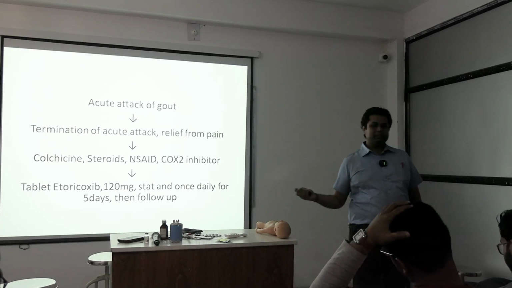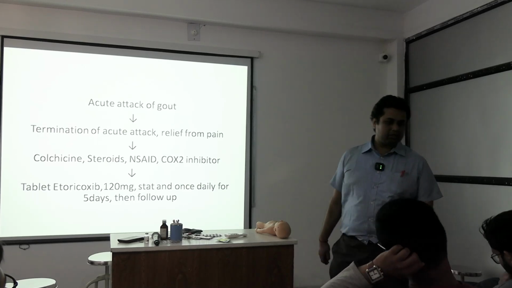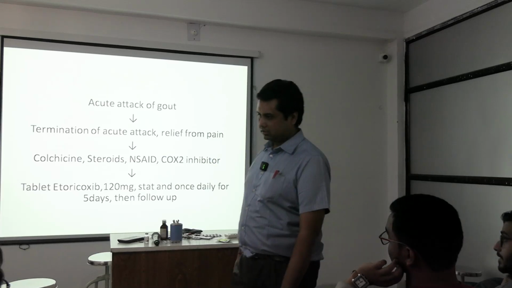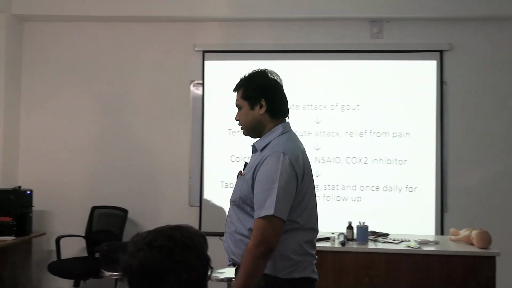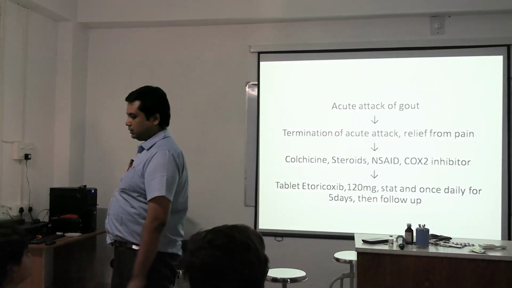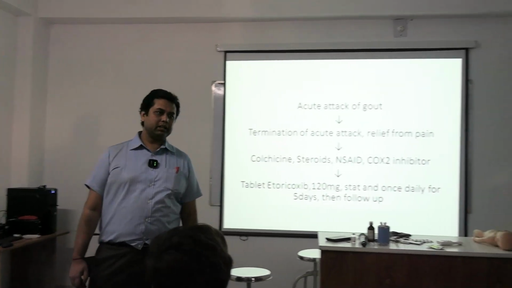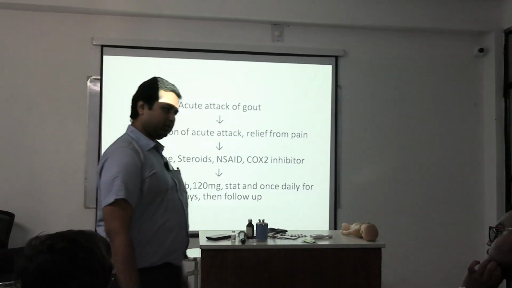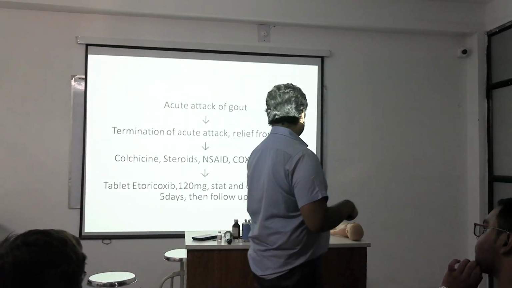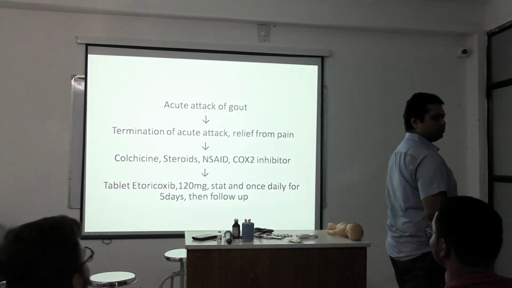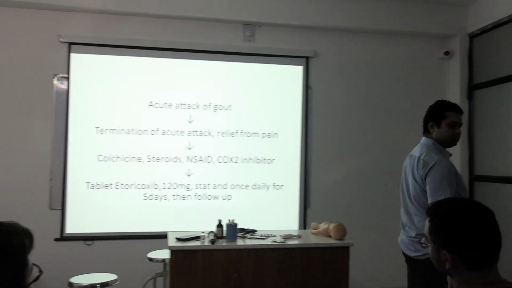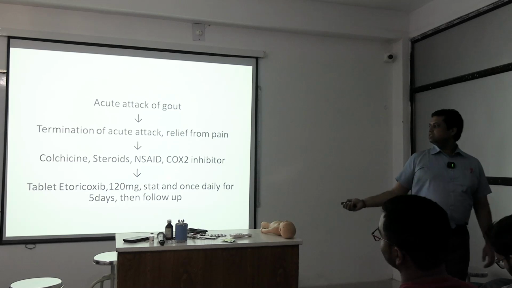NSAIDs. The patient এর কি আছে? Frequent history of gastritis. ঠিক আছে? So non-selective COX inhibitors should be avoided. তাহলে বেঁচে কি থাকলো? COX-2 inhibitor, selective COX-2 inhibitor. তাহলে কি দিচ্ছি?